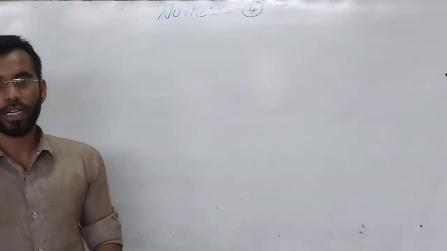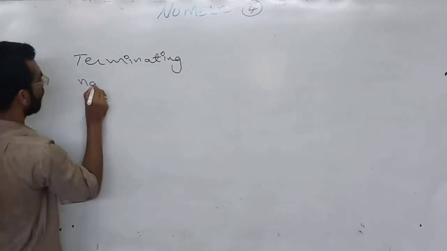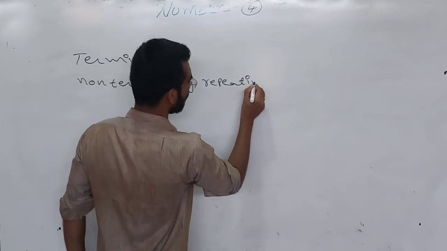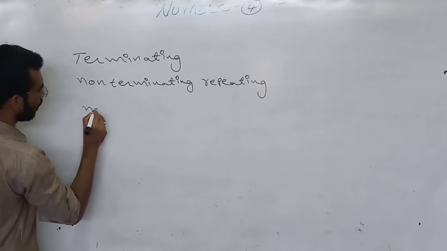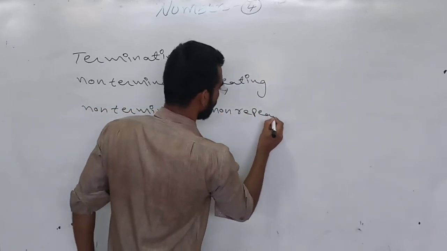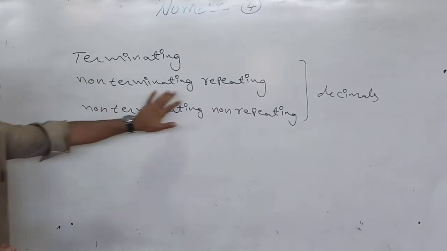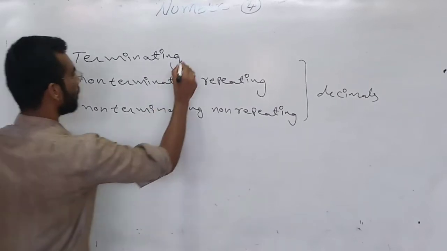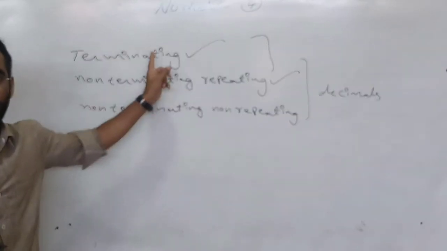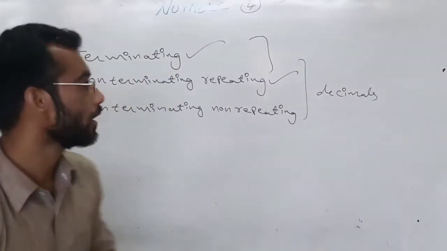Here: terminating, non-terminating repeating, and non-terminating non-repeating decimals. Terminating and non-terminating repeating decimals can be written as rational numbers, but a non-terminating, non-repeating decimal we cannot write in the form of p by q. It is an irrational number.